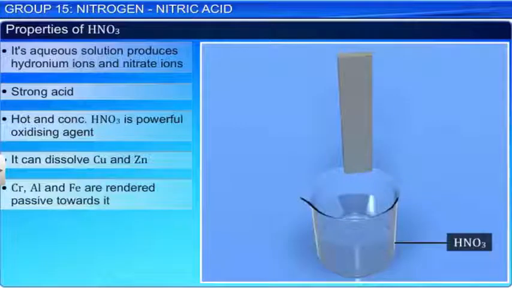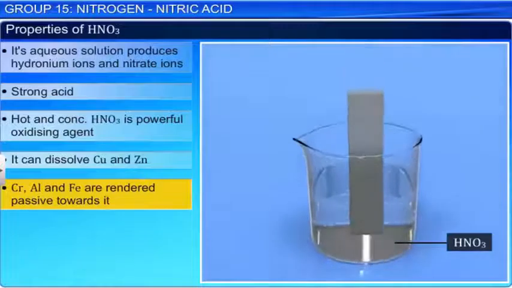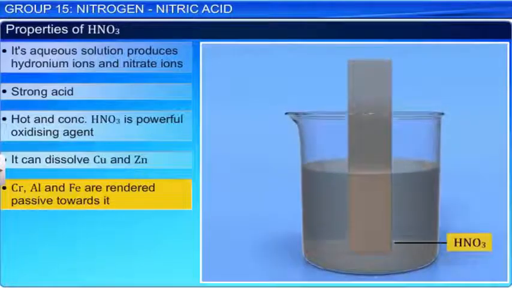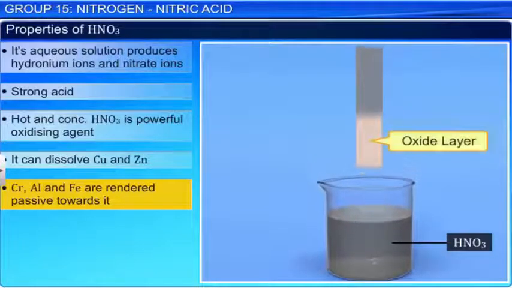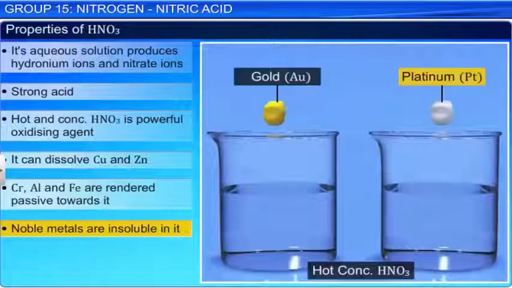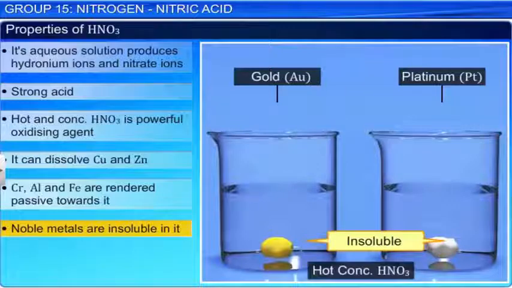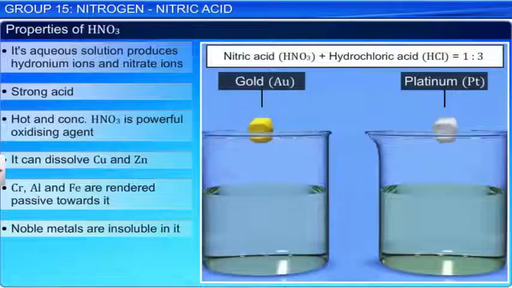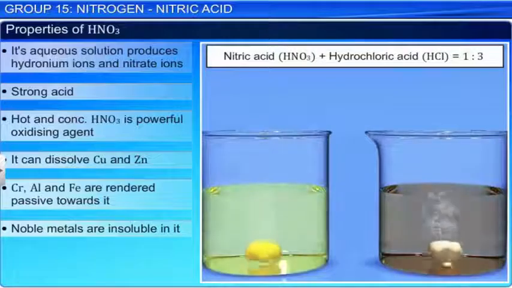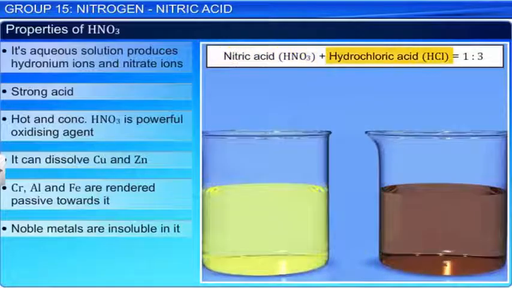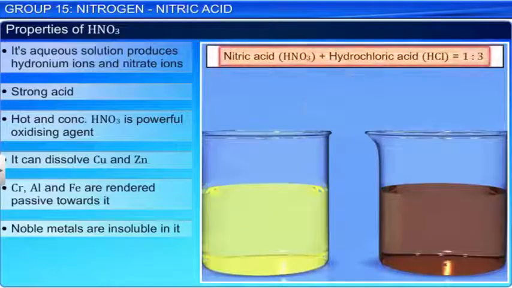Certain metals such as chromium, aluminium and iron are rendered passive towards an attack by nitric acid. This is due to the formation of a thin layer of oxide on the surface of these metals. Noble metals, such as gold and platinum, are insoluble even in hot and concentrated nitric acid. However, these metals dissolve in a concentrated solution of nitric acid and hydrochloric acid taken in the ratio of 1:3. This solution is called aqua regia.